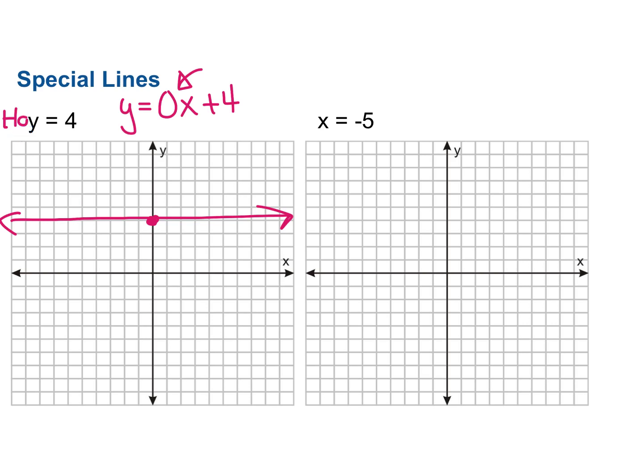So when we have x equals -5, well, there is no y here. So this can't be written in slope-intercept form. All we know is that x is -5, so I go over to -5 on the x-axis. I place my point, and this means x is always -5. It can never be anything else, so we get a vertical line. You've probably heard me say in class, VUX. Vertical lines have an undefined slope, and they're in the form of x equals a number.